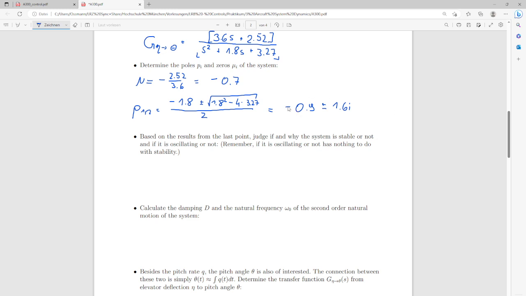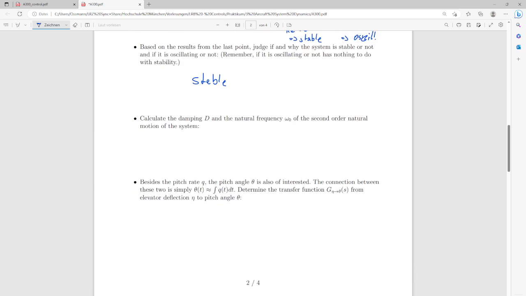Okay, so what can we tell already here? Our system is stable, right? We have a negative real part. The real part is smaller than 0, so it's going to be a stable motion here. So the aircraft is stable, and it's going to be oscillating because we have an imaginary part, right? The imaginary part is not equal to 0, so we will encounter some oscillations. Okay, well, that's actually what the next question is. It's stable because the real part is negative. And now we can actually compute the eigenfrequency and the damping.